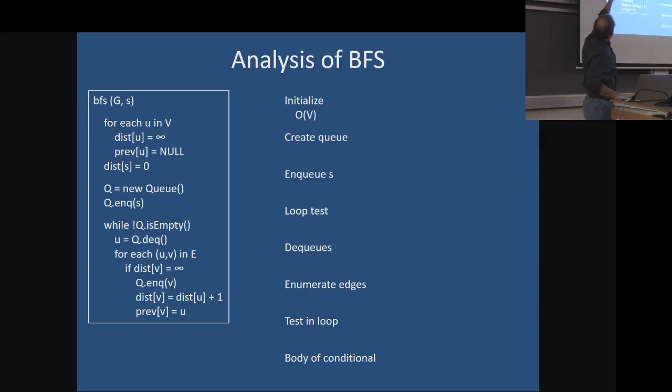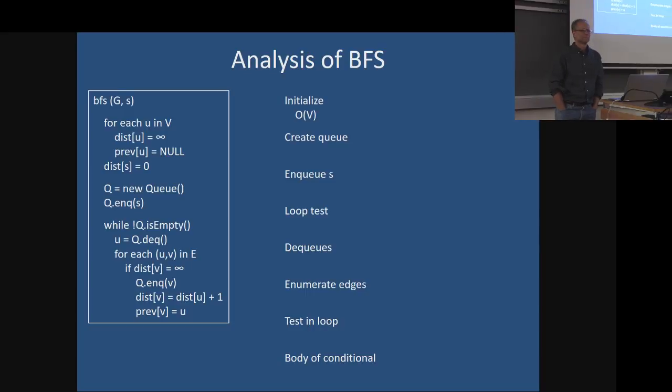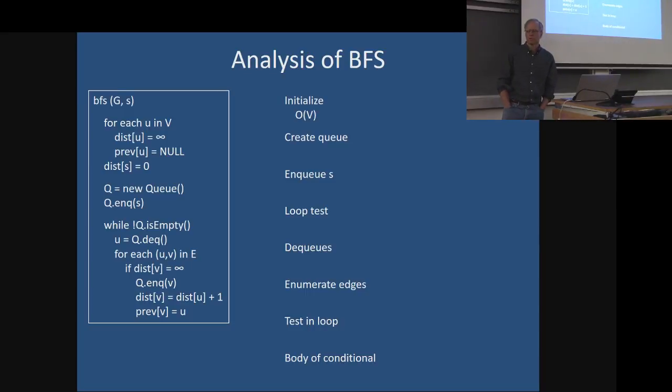Then we've got to create the queue. What's the cost of creating a queue? Constant time. It's basically an empty list. Then we've got to throw S on the queue. Well, that's constant time as well.